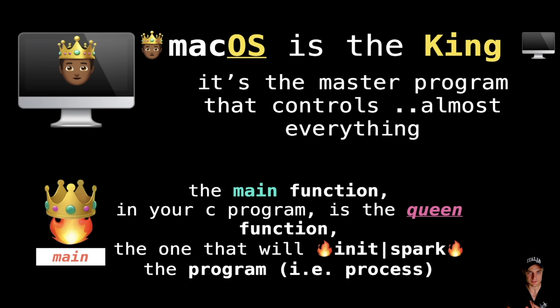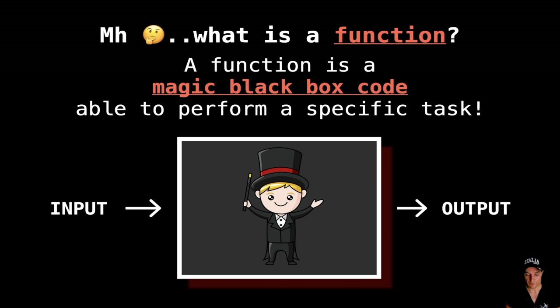Inside my programs, I have a special function, which is the main function. I call it the queen function because it's gonna be the first one that is gonna spark, that is gonna init all the process. A process is a fancy word for referring to a program that is running. So first of all, let's clarify what is a function. Well, at the end of the day, a function is a black box magic.